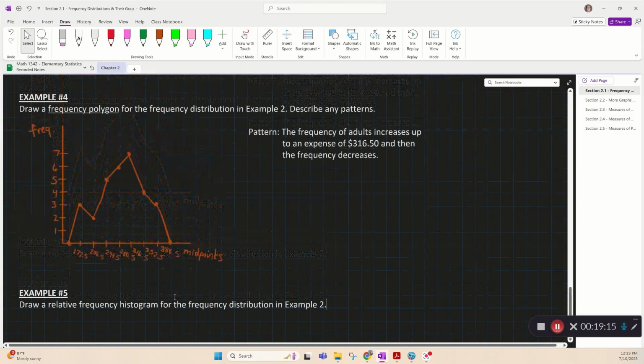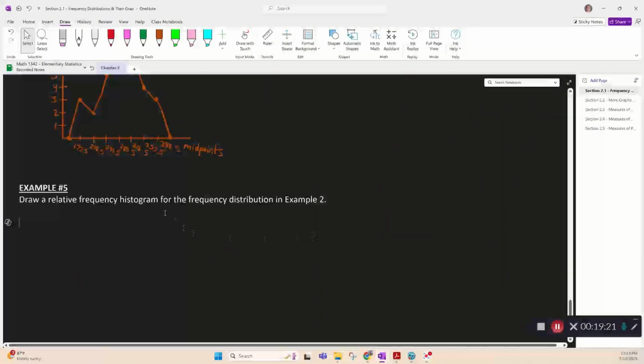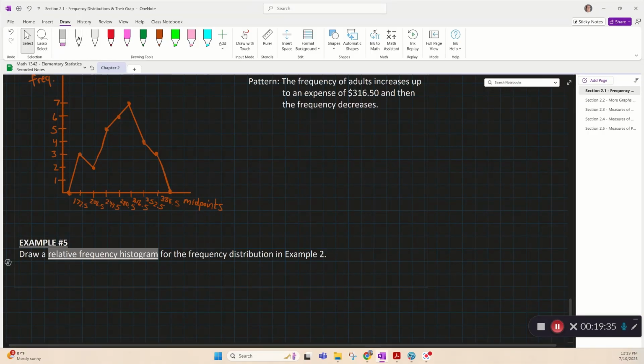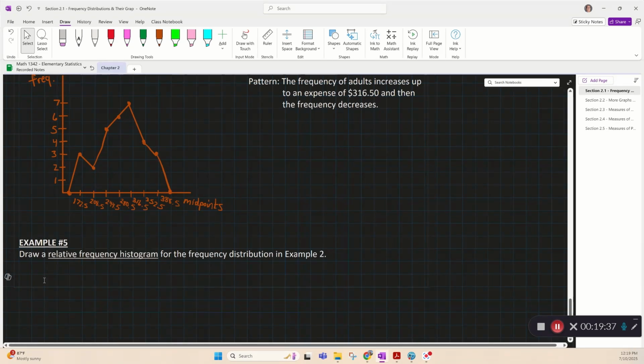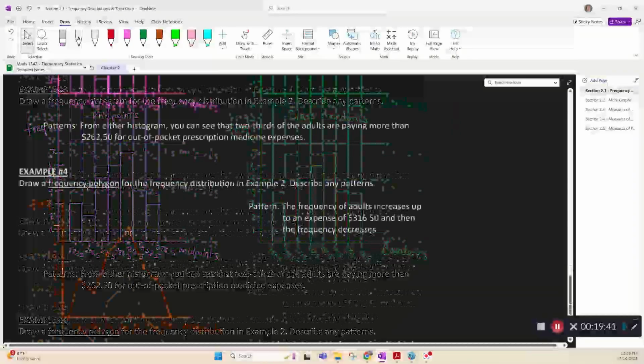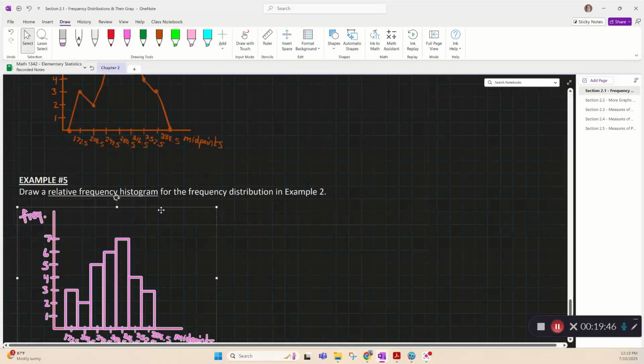Okay, so again, I'm going to... relative frequency. It sounds a lot like a frequency histogram that we did back in example 3, except now we're dealing with relative frequency. So what's the difference? Well, it kind of starts off the same. I'm going to be honest. Boom, I'm going to put him in there.